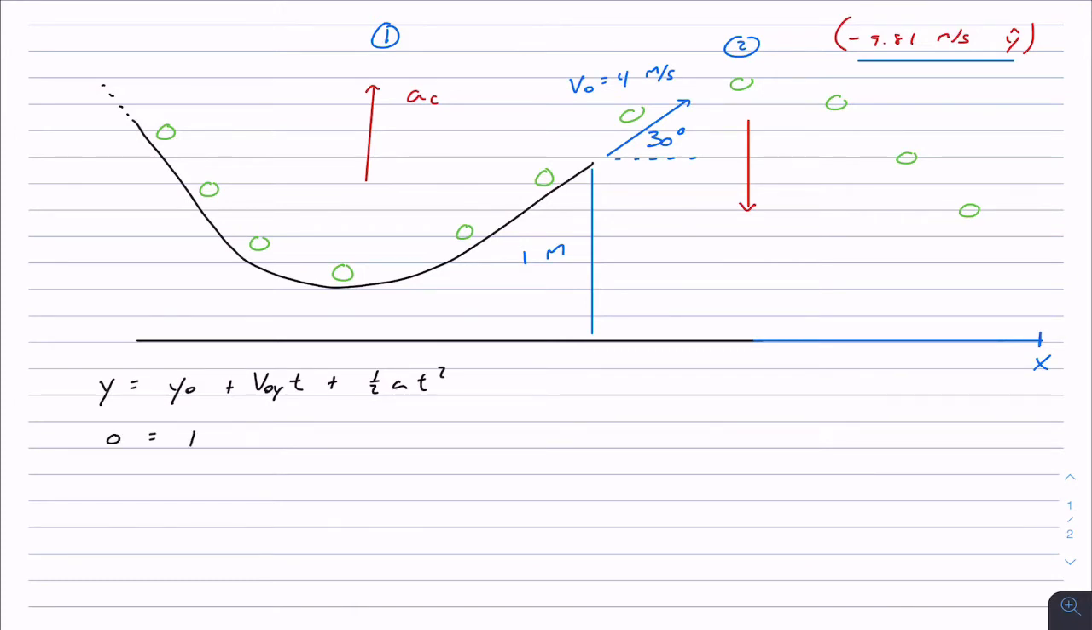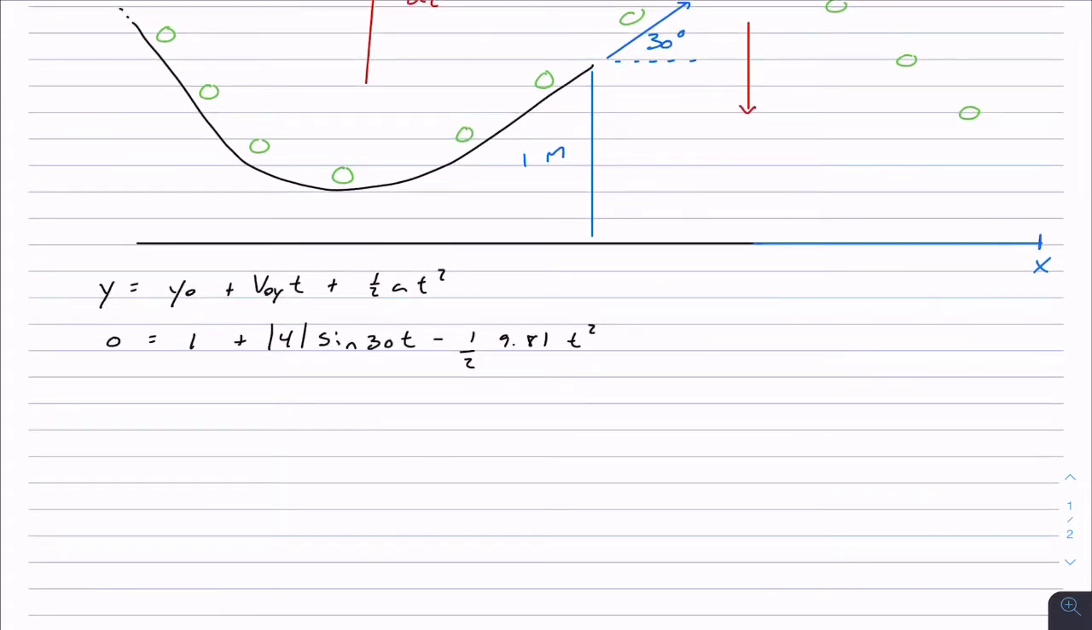We've done this before. We did this in the last lecture. So 1 plus v naught, which is 4 meters per second, times sine, since we're only doing the y direction right now, sine 30 degrees, plus, minus 1/2 times 9.81 times time squared. I forgot to put time squared. That's a common mistake.